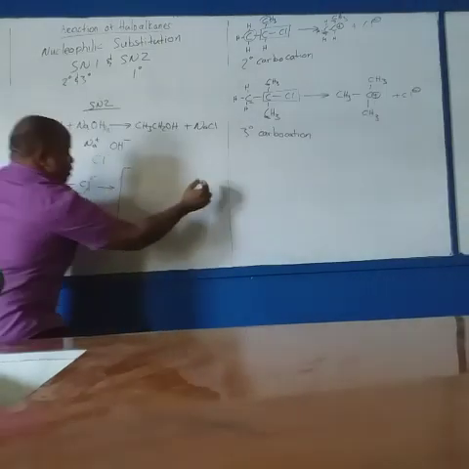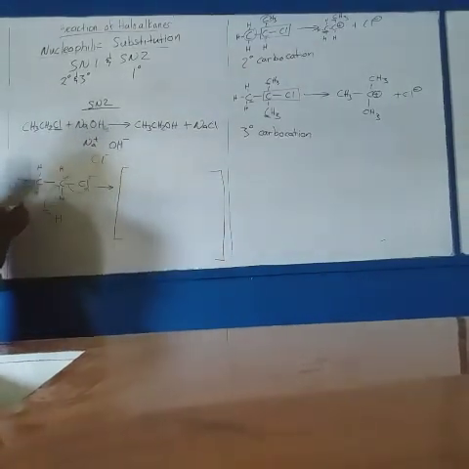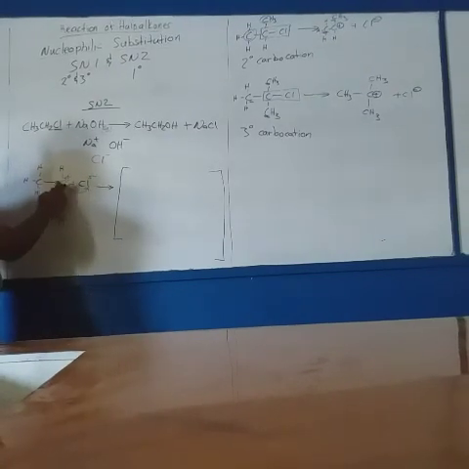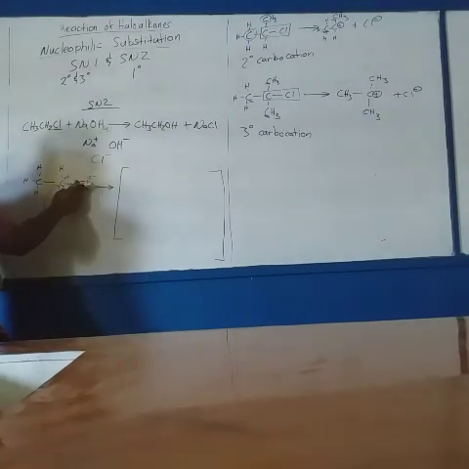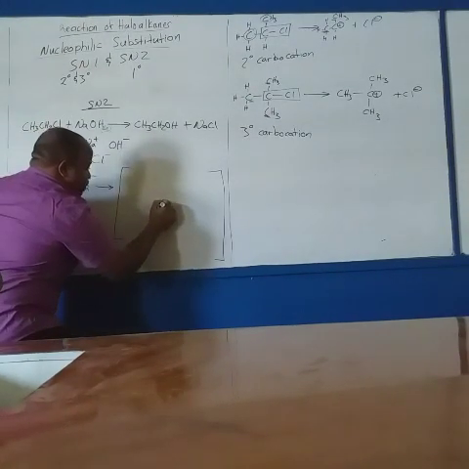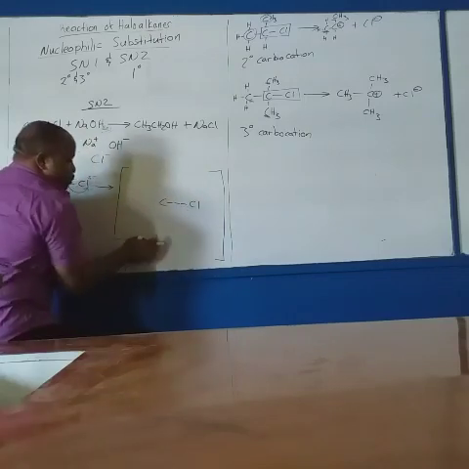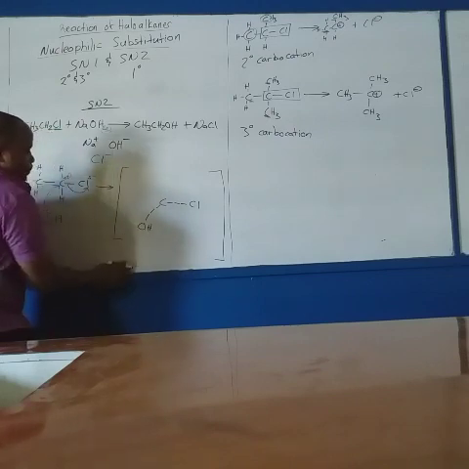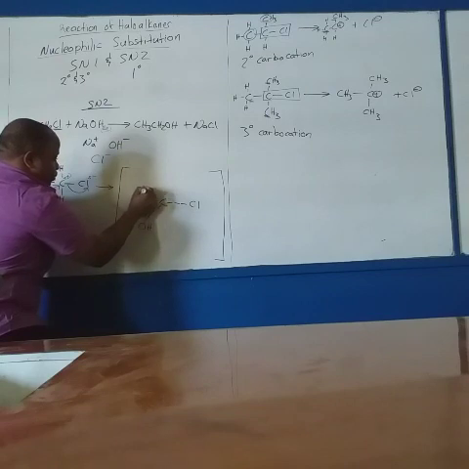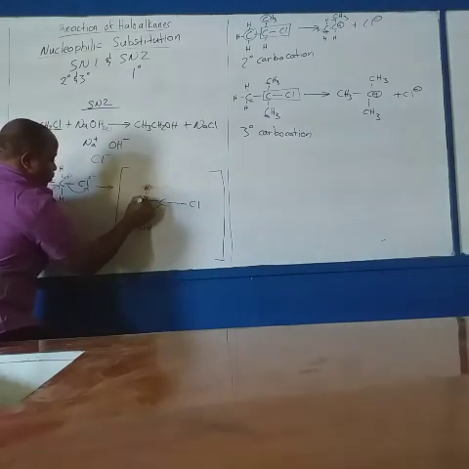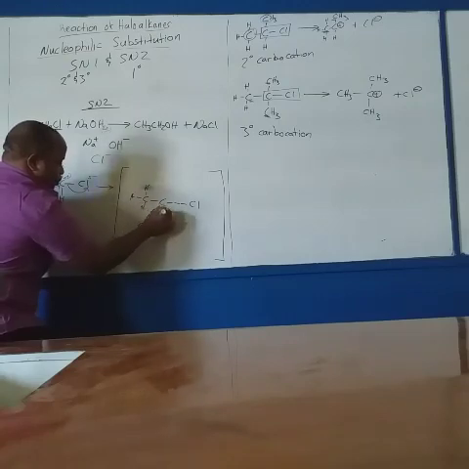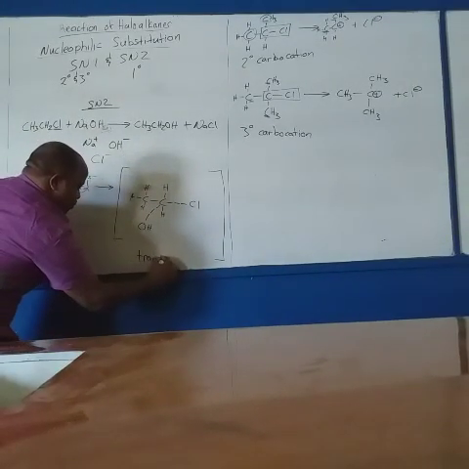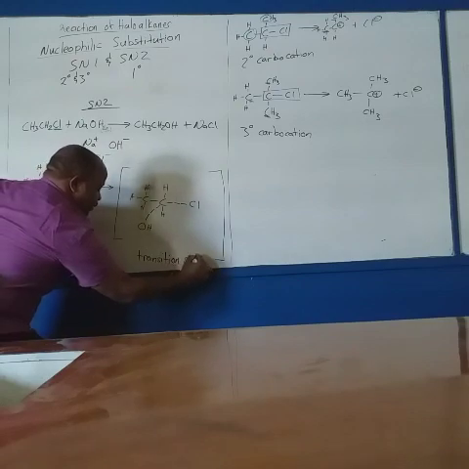So what is happening here? We have a bond being formed between the carbon atom and the nucleophile, and the bond between the carbon atom and the halogen attached is being broken. So the bond between the carbon atom and the halogen is being broken, and the bond between the carbon atom and the nucleophile is being formed. This we refer to as our transition state.